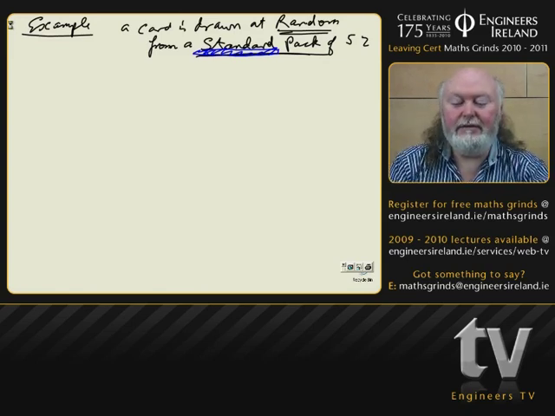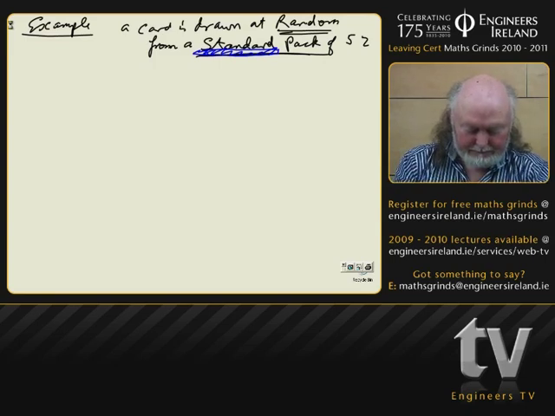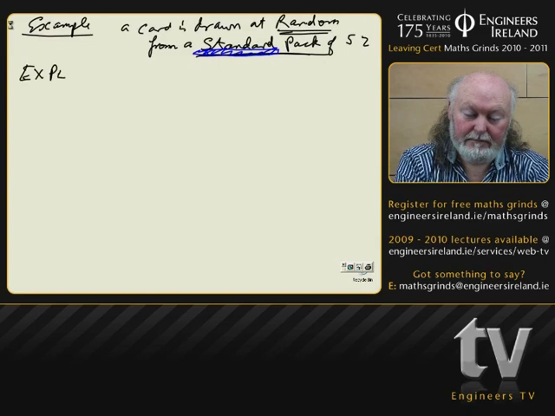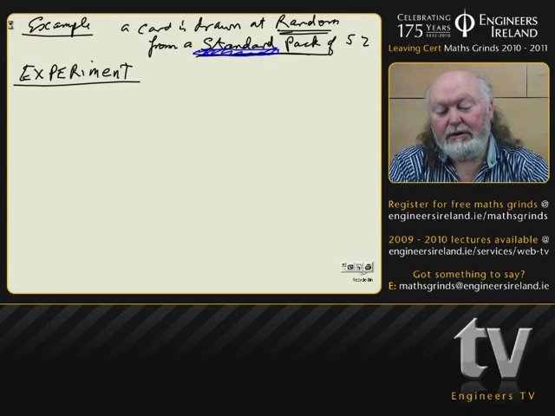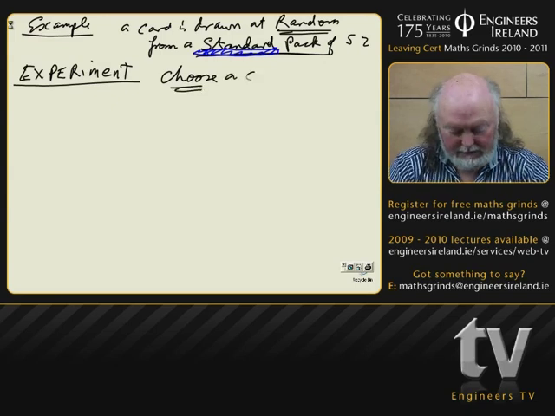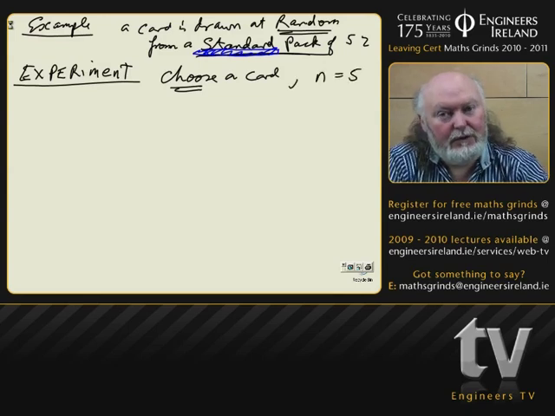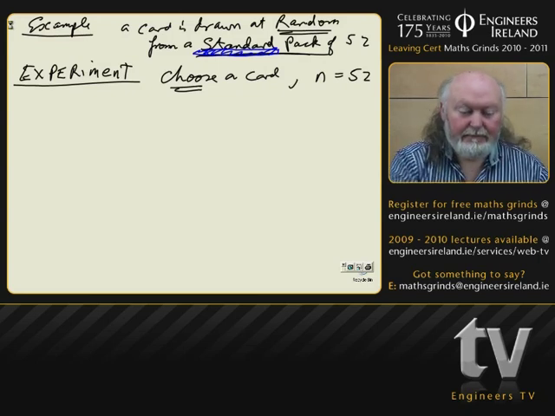What's the chance of pulling a 7 from this pack? We know there are 4 7s, okay? Here's the experiment first off. Choose a card. Remember the operative word choose. How many possible ways? N is 52. There's 52 possible answers, isn't there? So we've established what our experiment is.